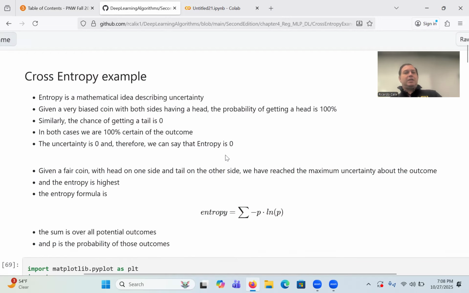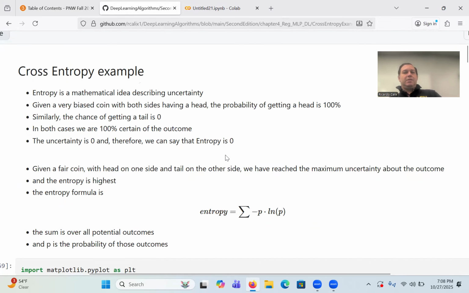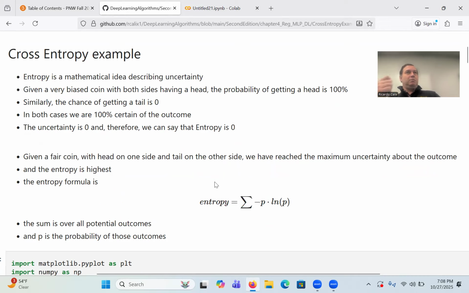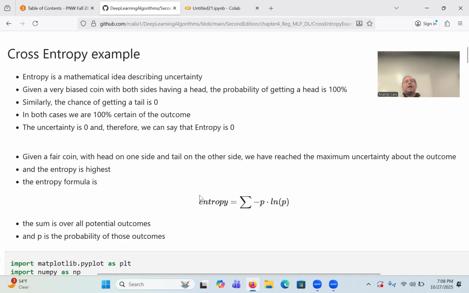So now let's take a look at kind of the opposite scenario. Given a fair coin, there's no preference. With head on one side and tail on the other side, we have reached the maximum uncertainty about the outcome. Okay? And the entropy is the highest. It's got a 50% chance, right? It's going to be head or tails. So that's the maximum uncertainty, and therefore the entropy is the highest.